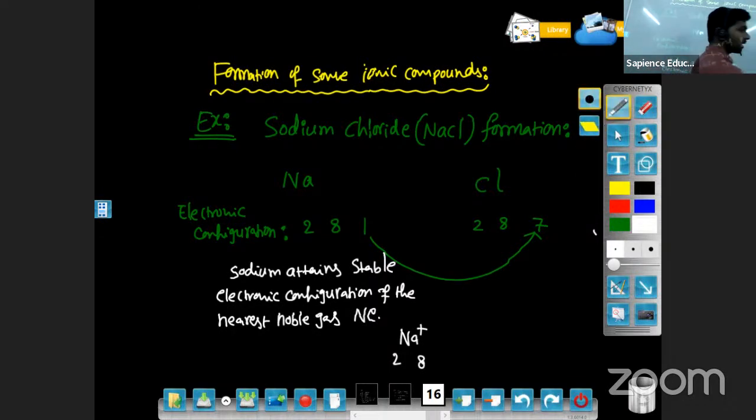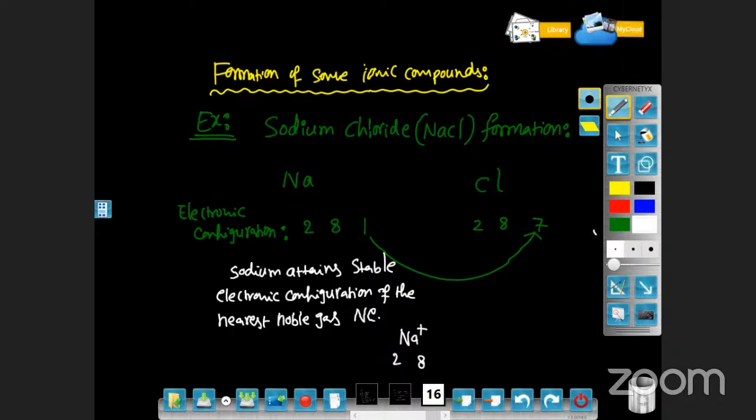What do we have to write about chlorine? Chlorine gaining one electron, now 2, 8, 8. So sodium attains stability, stable electronic configuration of argon by gaining one electron. Write that downside.